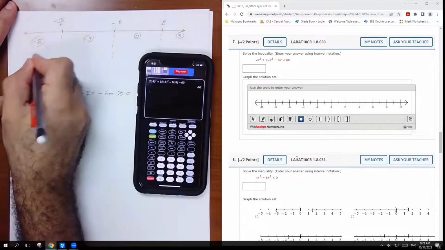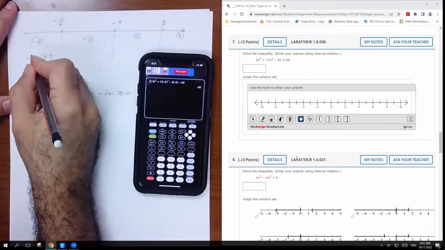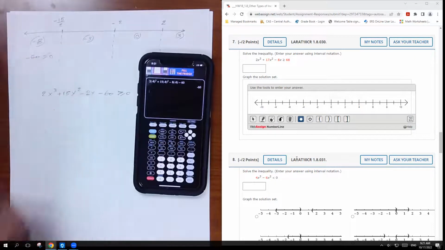So negative 60 greater than 0, this is wrong. That means this is not a solution set. We can go to the next part.